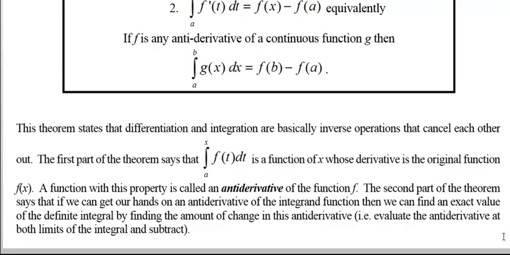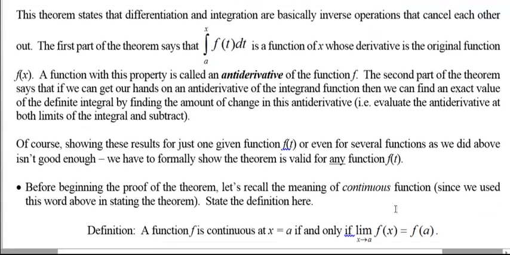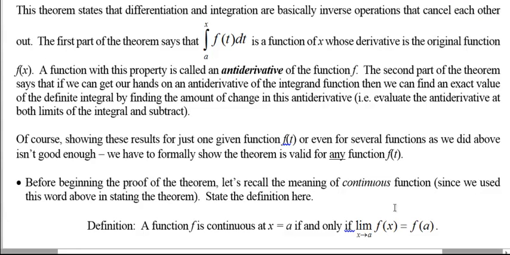And the second part of the theorem says if we can get our hands on an antiderivative of the integrand function, then we can use this to find an exact value of the definite integral by finding the amount of change in this antiderivative. In other words, evaluate the antiderivative at both limits of the integral and subtract. Of course, if we've shown this works for 1 or 2 examples up above, or even 3 or 4 examples, that's still not enough for a proof. So we need to show that this works for any function f of t.